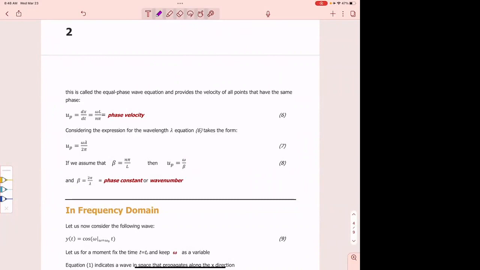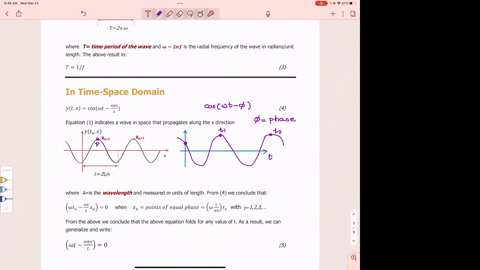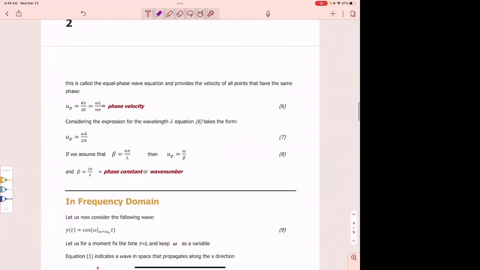And we call it the phase velocity because we find this expression from the phase. Phase is this one. The phase of the wave, in reality, is all of this, and we take it out of this expression. We call it the phase velocity. And then from this phase velocity, we either find it in this form, or we find it in this form, which is the most important. And then beta is called the phase constant or wave number.